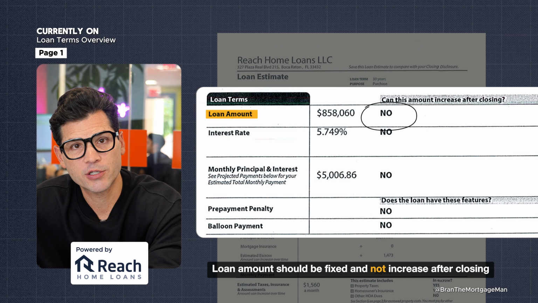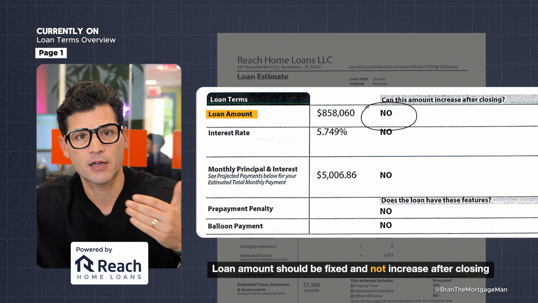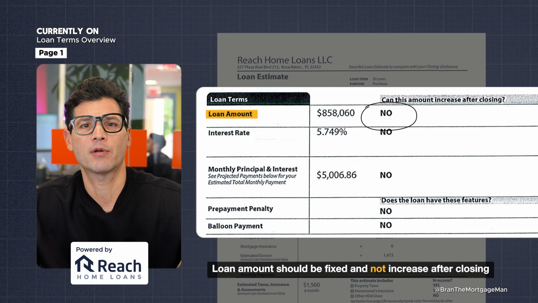When it says no next to your loan amount, what it means is the balance is going to go down as you make monthly payments. It's not going to go up. And you might say to yourself, well, how could it ever go up?